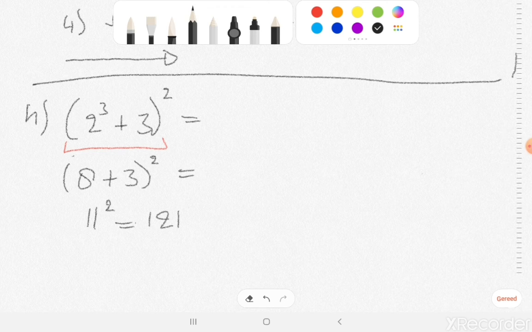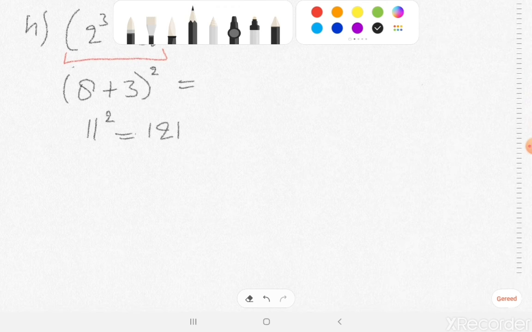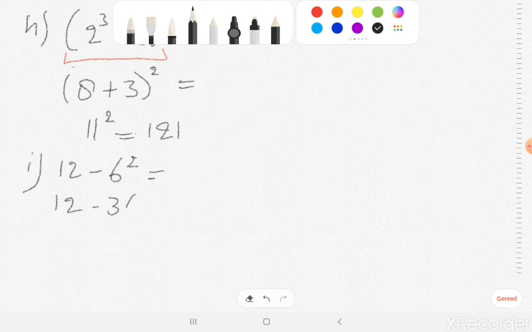All right. I. 12 minus 6 squared, it's 12 minus 36, and that's negative 24.